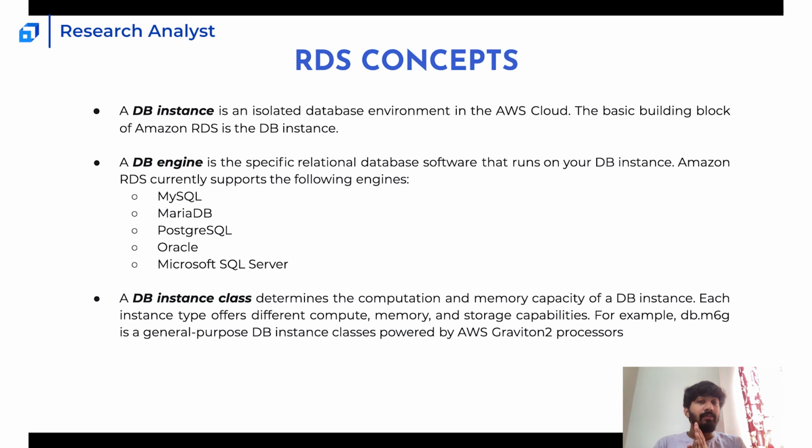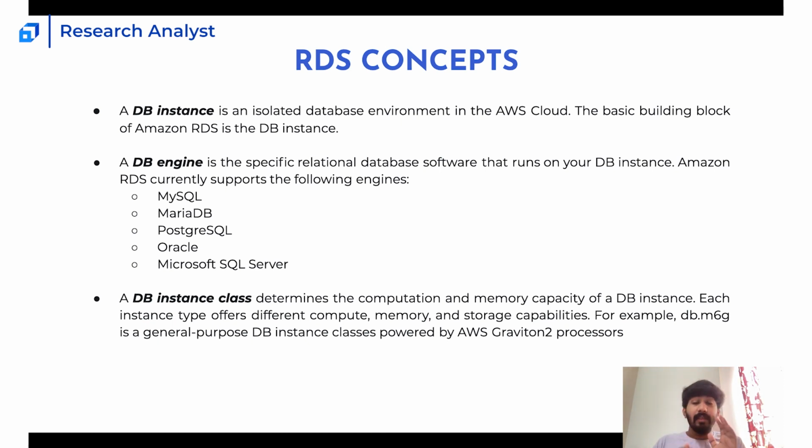And then comes a database engine. A database engine is the specific relational database software that runs on your database instance. Amazon RDS currently supports the following engines. So the database engine is basically the relational database software. The database instance is the server in which the database engine is running, and the database engine is the database software which you can choose from. There are a total of 5 different engines available in Amazon RDS: MySQL, MariaDB, PostgreSQL, Oracle, and Microsoft SQL Server.